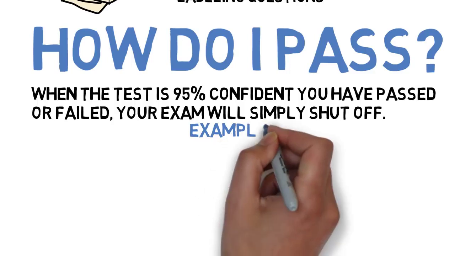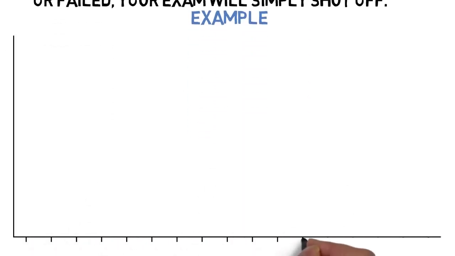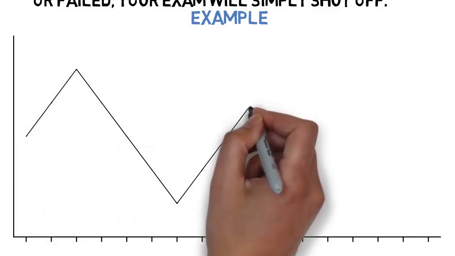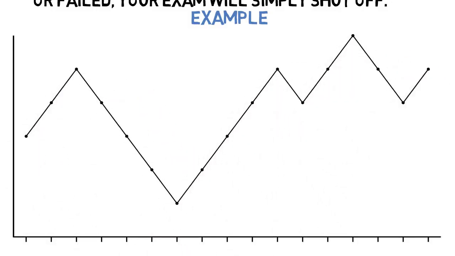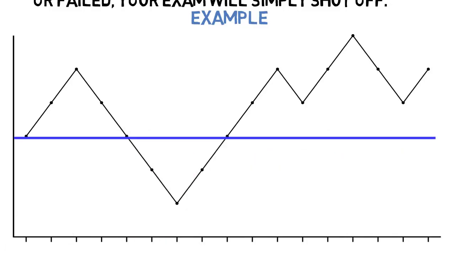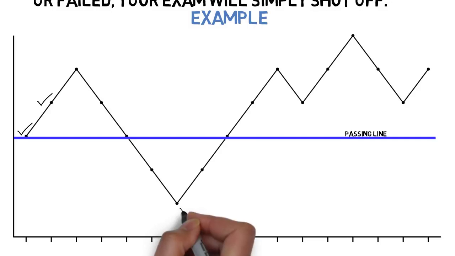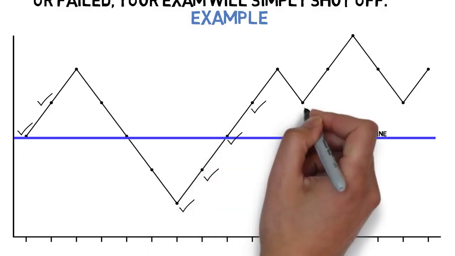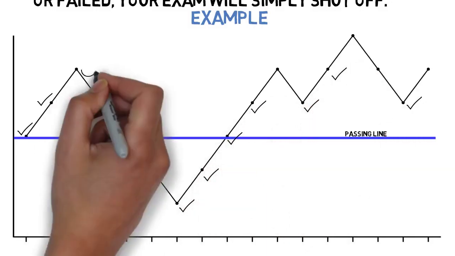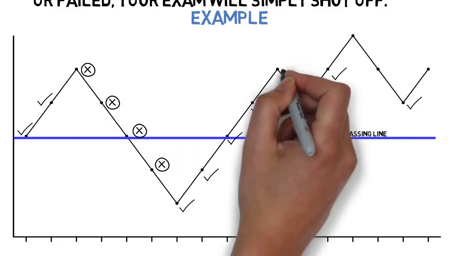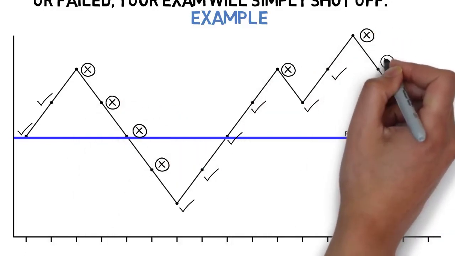Let's take a look at an example. Here is an example of someone taking an NCLEX exam. Each point on the graph represents where the writer stands after the previous question. The blue line represents the passing grade. Every time this individual answered a question correctly, the points on the graph moved higher. Every time this individual answered a question incorrectly, the points on the graph moved lower.